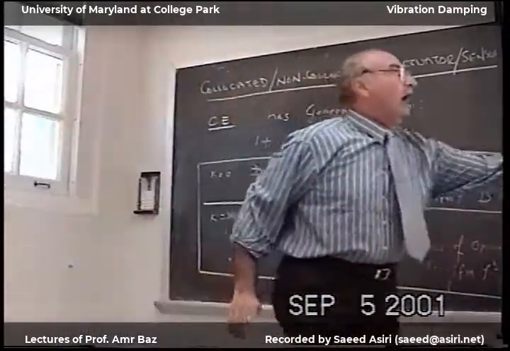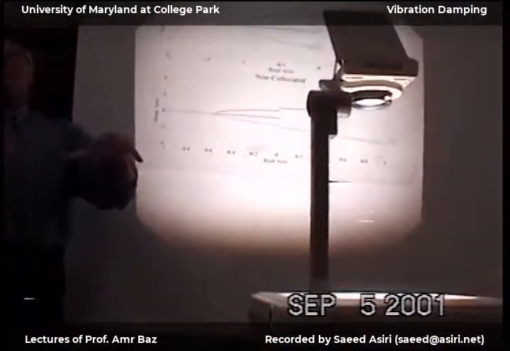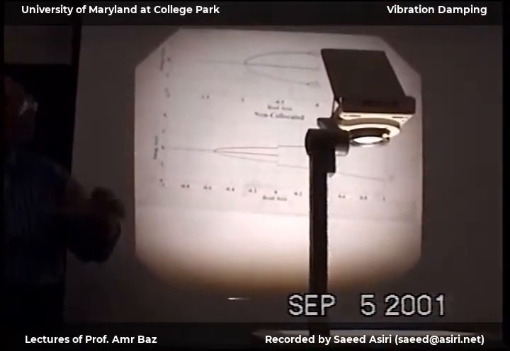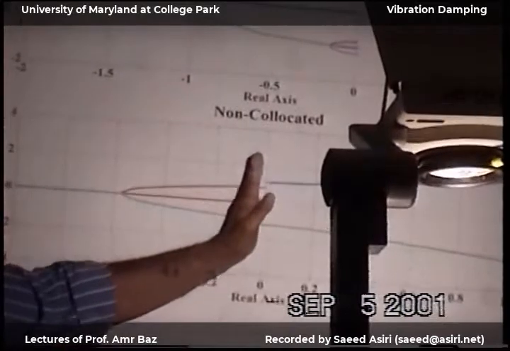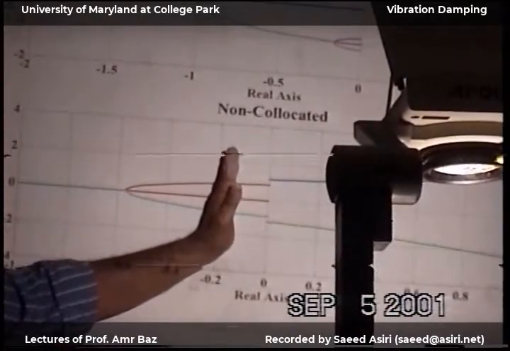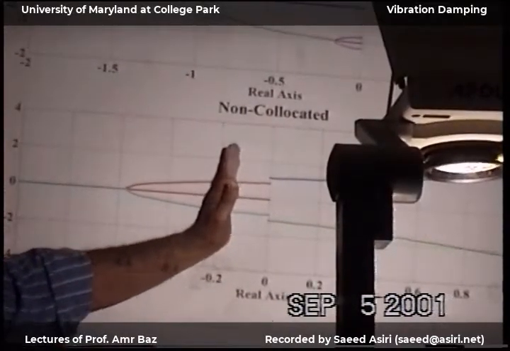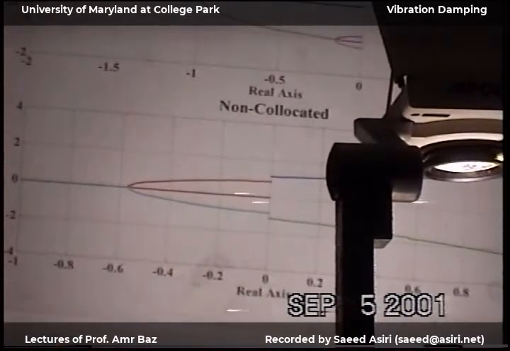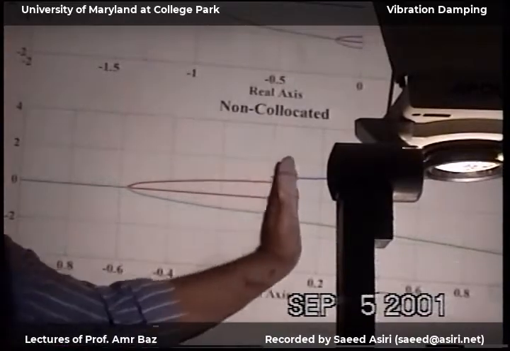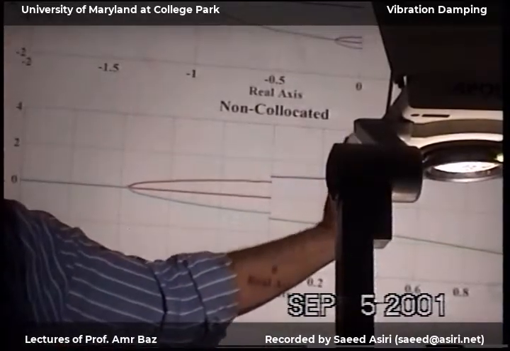Okay? The system has some damping. So these poles and zeros are not exactly on this axis. They are shifted a little bit to the left-hand side, in the stable zone, because of the natural damping in the structure. Now try to increase the gain. When you increase the gain, you will cross this line and the system will go unstable.